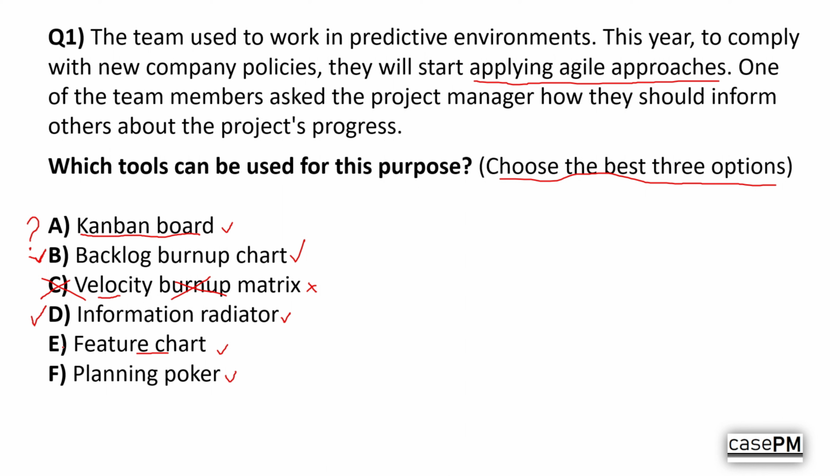Planning poker, on the other hand, is primarily used for estimating story points during backlog refinement or sprint planning. It doesn't really tell us how much progress has been made in the project. So, while it's an agile tool, it doesn't help with informing others about ongoing progress. Let's eliminate this. We had a question mark on the Kanban board because it doesn't show the total number of estimated stories. Since we have three better options that include this information, we can eliminate this option.